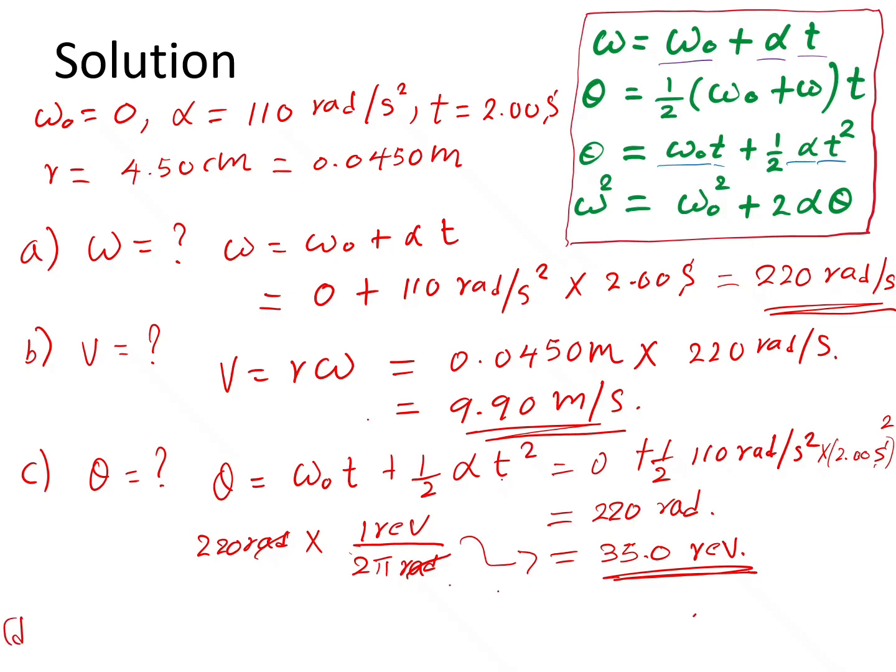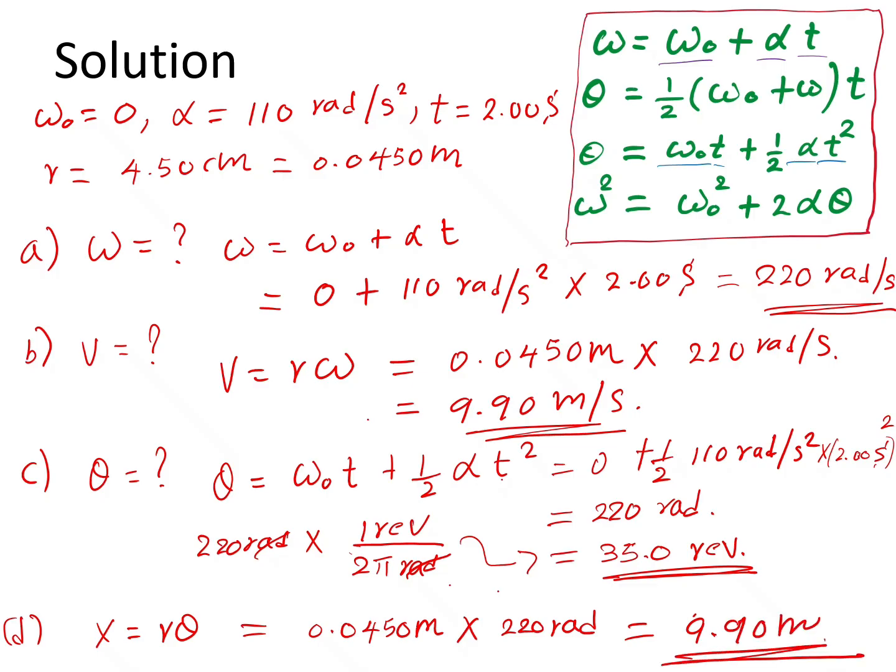And for part D, we have to find how many meters of fishing line comes off the reel. So we can use the relationship x equals r theta, and then we can substitute the values. So r is 0.045 meters multiplied with the theta 220 radians, and that gives us 9.9 meters.